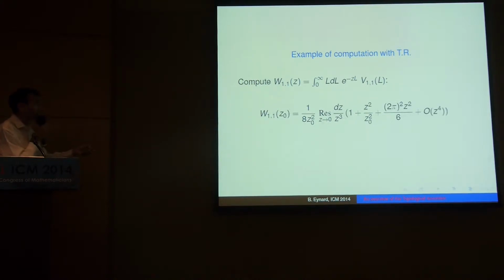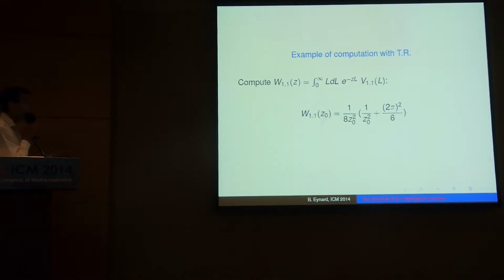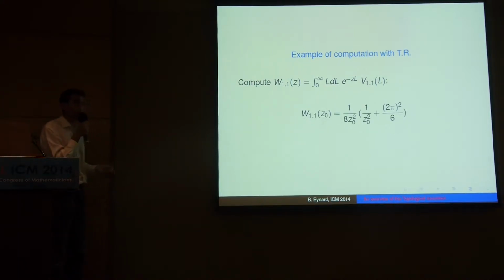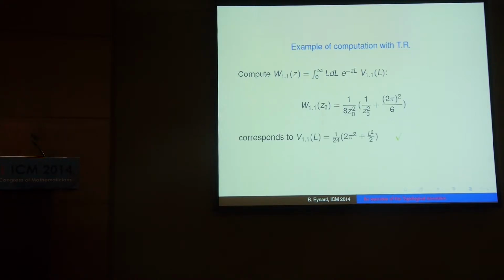And so you put it in the numerator. So the residue of the triple pole is just the coefficient of z squared. So it's just going to be that term plus that term. So it's that. And you can check that this is the correct answer. This indeed is the Laplace transform of this V11, which was the correct one.